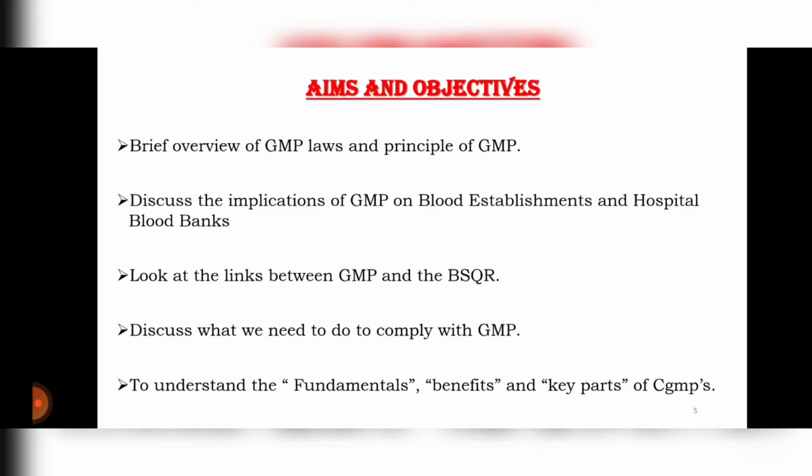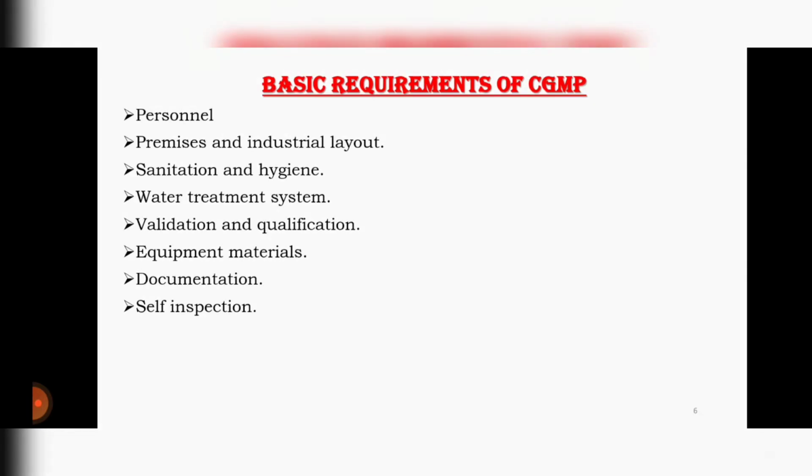The aim and objective of this GMP is only to satisfy the people. The basic thing is to satisfy the people and to maintain the safety and efficacy of the medicine, and to understand the fundamentals, benefits and key parts of the cGMP. The basic requirements of the cGMP are personnel, premises and industrial layout, sanitation and hygiene, water treatment system, validation and qualification, equipment, materials, documentation and self inspection. These are the basic requirements of the cGMP.